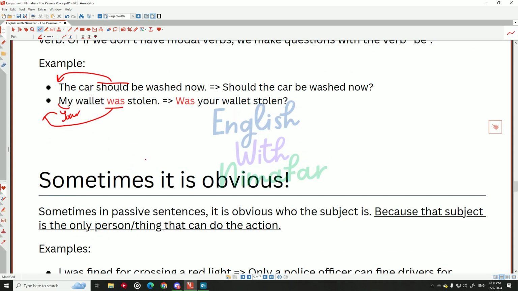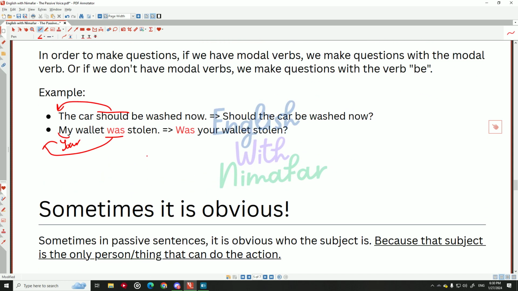Sometimes it's obvious. So, for example, I ask you this question. You cross a red light. It's red, you're driving, but you don't care. You ignore it. You just pass. A police officer pulls you over, means asks you to stop the car, and he gives you a ticket. Or we can say he fines you. So, you say, I was fined for crossing a red light.